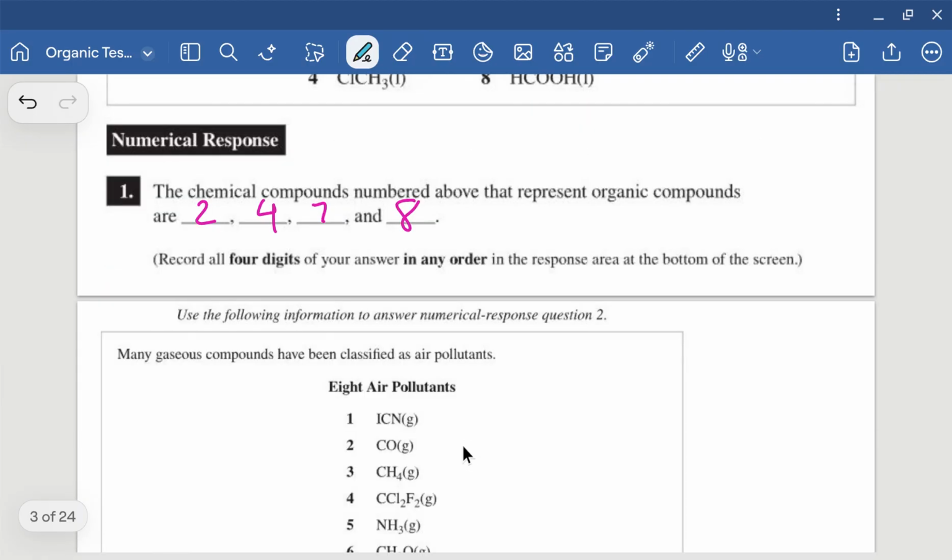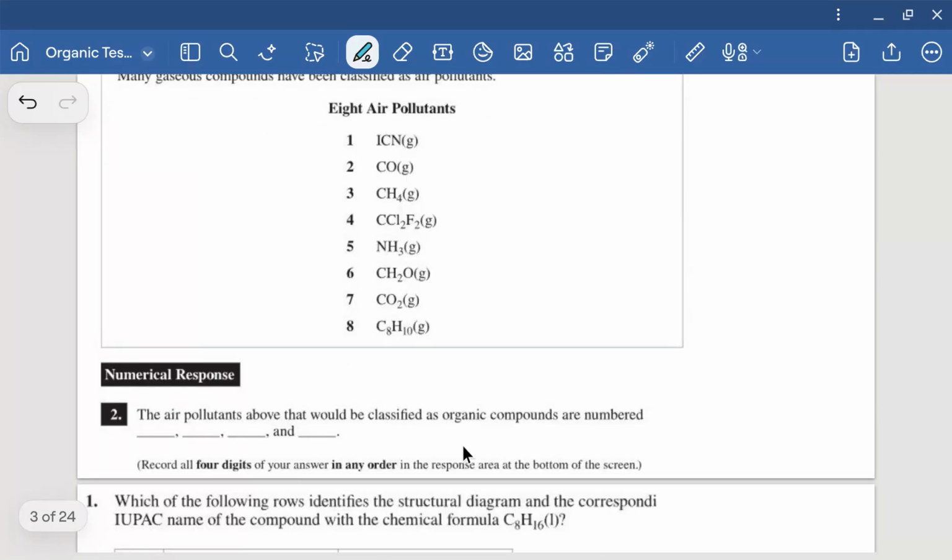This next question is similar. We have all of these compounds that are in the air, and that's just asking out of these which ones are organic. So this first one would not be because of that CN. This one is not because it's a dioxide. This one works. This one works. This doesn't have carbon in it, so it's not organic. This one definitely works. Carbon dioxide is not. And number 8. So this would be 3, 4, 6, 8.